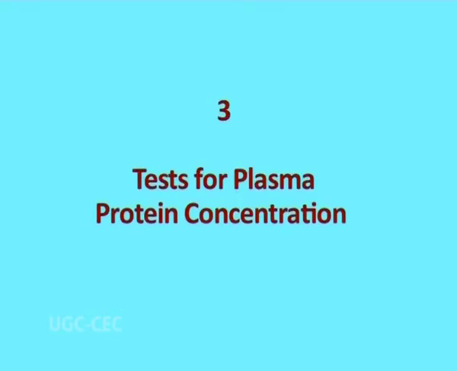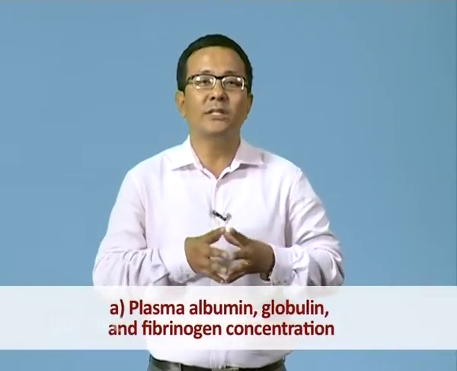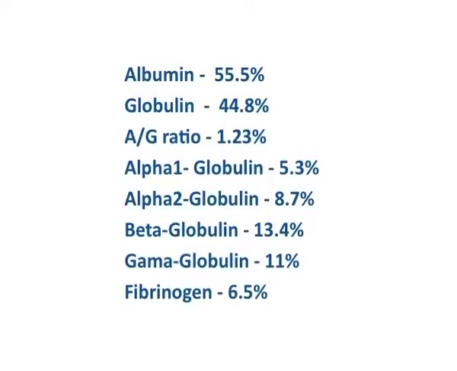The third, test for plasma protein concentration. Plasma albumin, globulin and fibrinogen concentration. Electrophoretic separation of plasma proteins by paper electrophoresis is done to determine the percentages of plasma proteins. The normal values are as follows. Albumin constitutes about 55.5%, globulin 44.8%, albumin globulin ratio 1.23, alpha-1 globulin about 5.3%, alpha-2 globulin about 8.7%, beta globulin about 13.4%, gamma globulin about 11% and fibrinogen 6.5%. In chronic active hepatitis, gamma globulin is increased. Hypoalbuminemia is seen in cirrhosis of liver. Fibrinogen levels are decreased in hepatic necrosis.